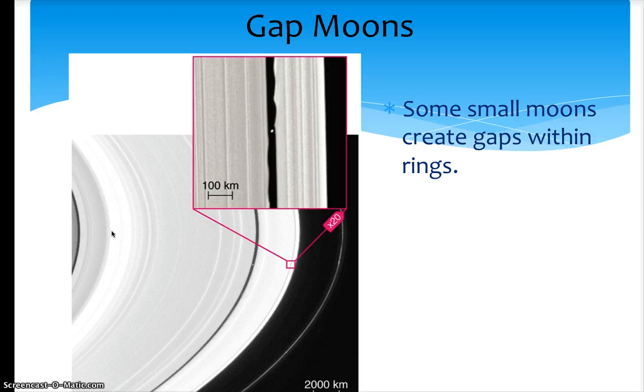There are some gaps within the rings. This picture right here shows you a really small gap, and the reason for that is because there's a little moon within the ring. It's big enough that it's considered a moon, and because of its gravitational influence, it pushes other ring particles out from that orbit, and so it maintains its own orbit there, but it's cleared out everything else.